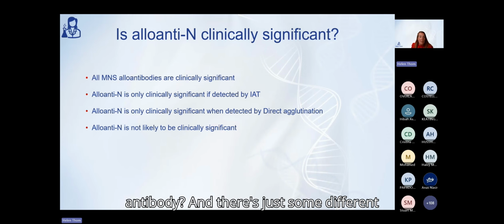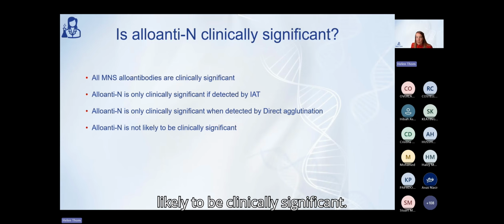And there's just some different answers there. So the first one is all M and S antibodies are clinically significant. Allo-anti-N is only clinically significant if detected by IAT. Allo-anti-N is only clinically significant when detected by direct agglutination. Or allo-anti-N is not likely to be clinically significant.